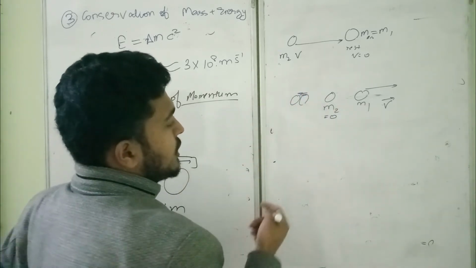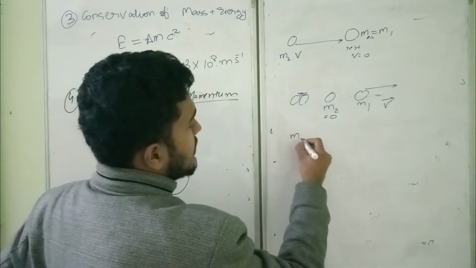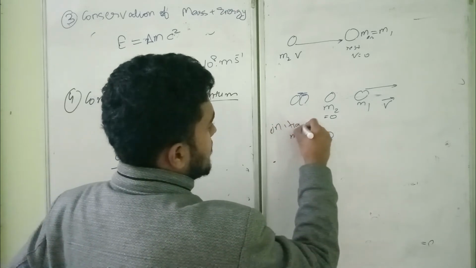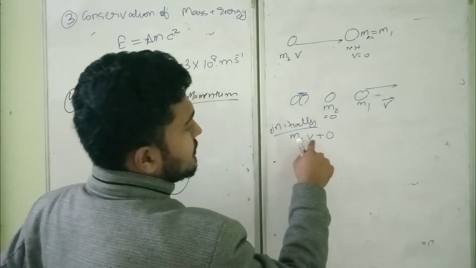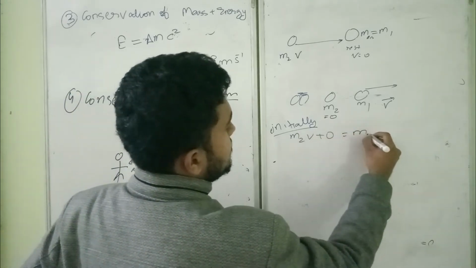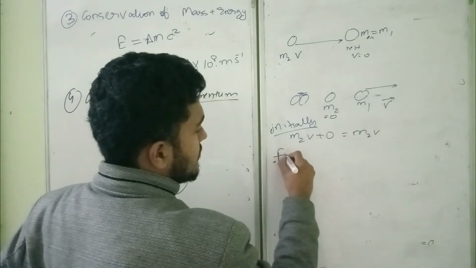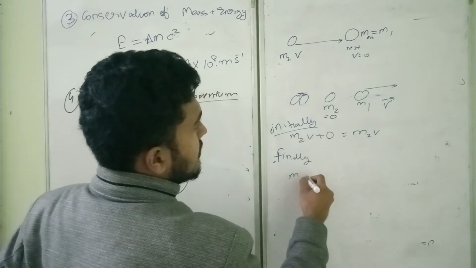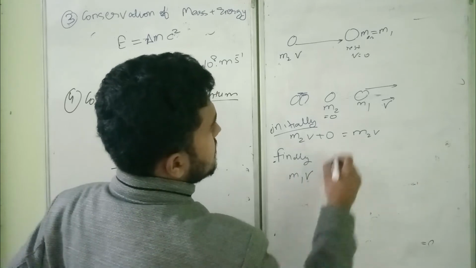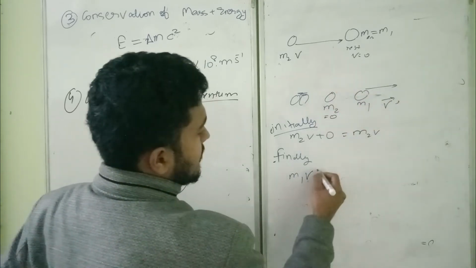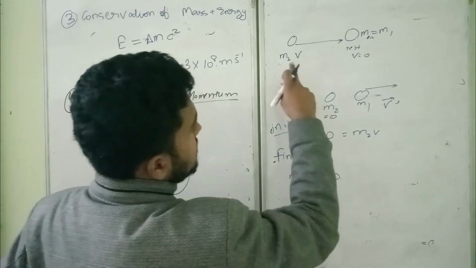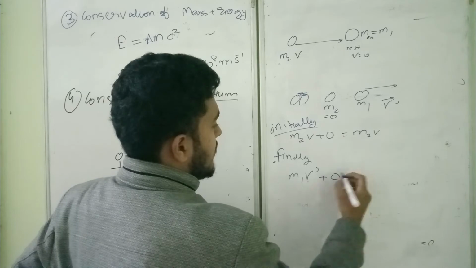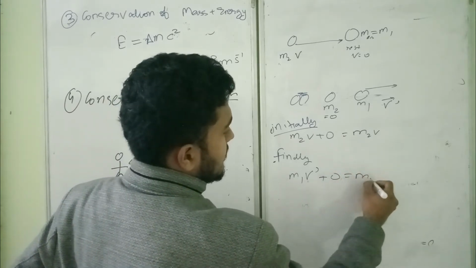the total momentum before and after. Before, the momentum was m2v plus 0. Initially the momentum was m2v plus 0, which is equal to m2v, and finally the momentum was m1 v dashed plus 0, because this m2 has come to rest, so its velocity is 0 and its momentum is equal to 0.